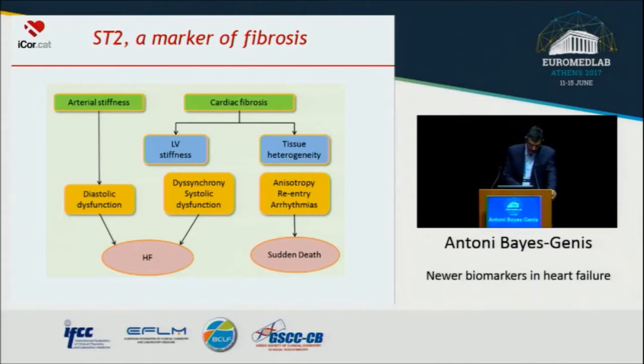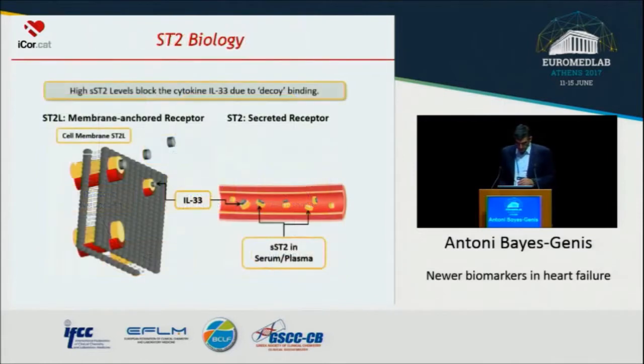In any case, arterial stiffness generates diastolic dysfunction and heart failure, and particularly cardiac fibrosis generates left ventricular stiffness, systolic dysfunction, and heart failure, and generates tissue heterogeneity, arrhythmias, and sudden death. So whenever we have fibrosis in the heart or the cardiovascular system, we are at risk of developing heart failure and sudden death. What is ST2?